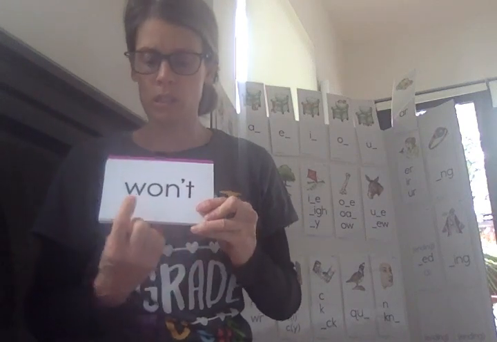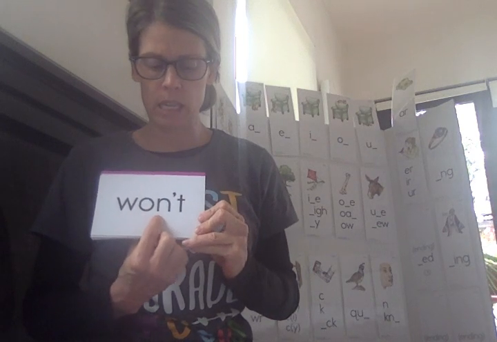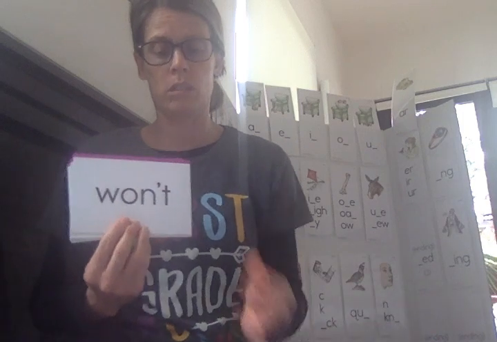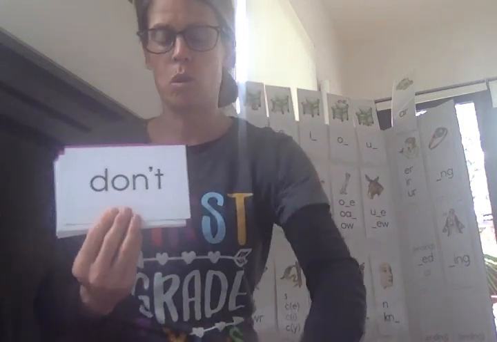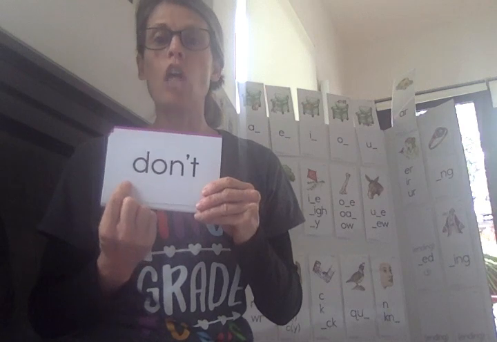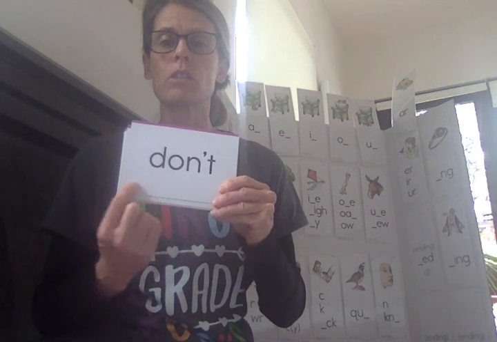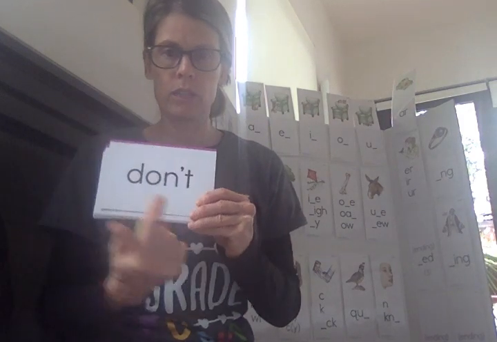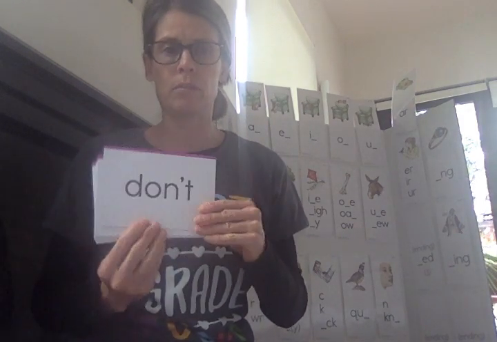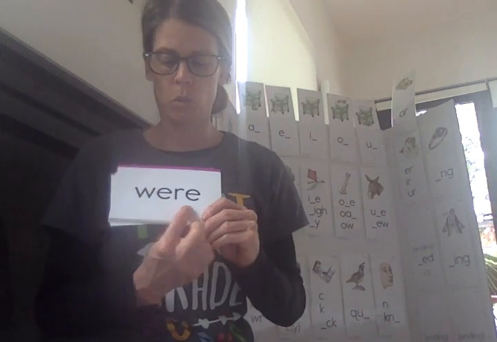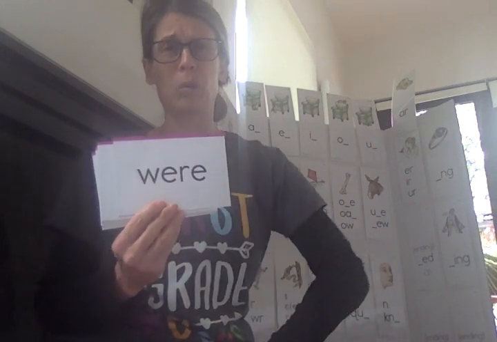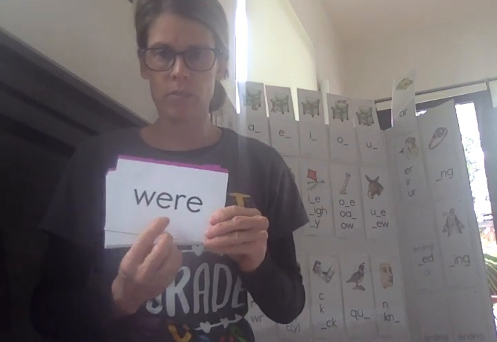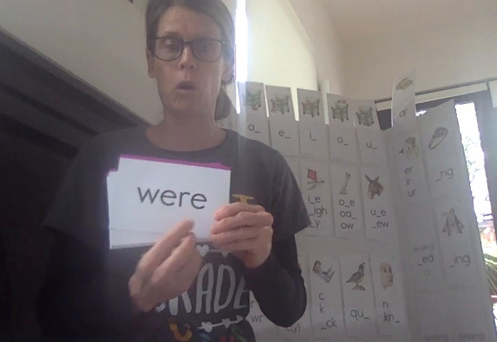We have won't, W-O-N apostrophe T. Won't. I won't do that. And don't. D-O-N apostrophe T. Don't. Were. Where were you? W-E-R-E. Were.